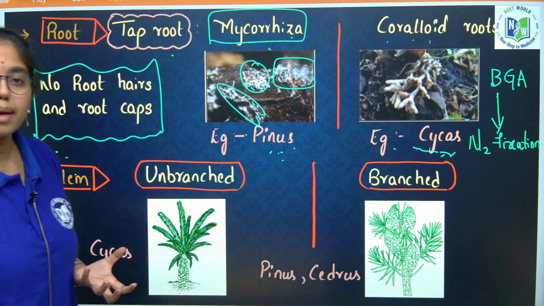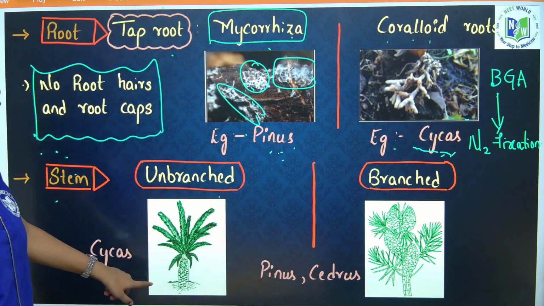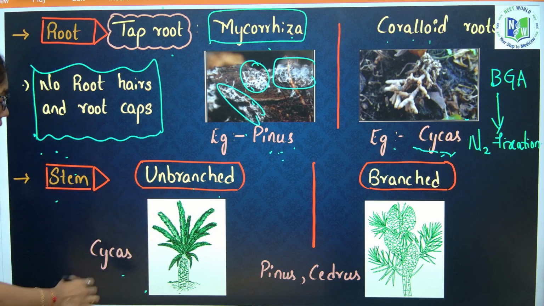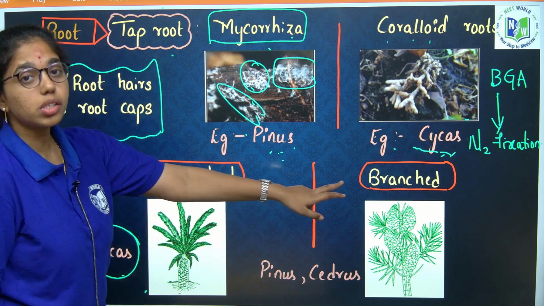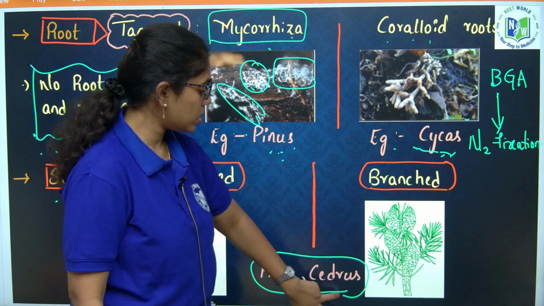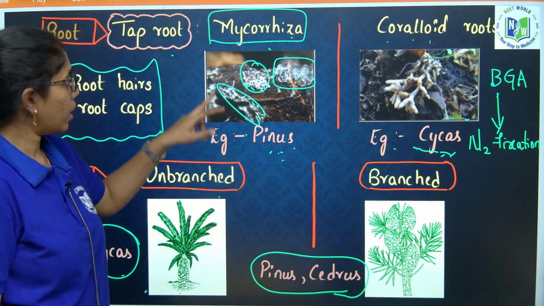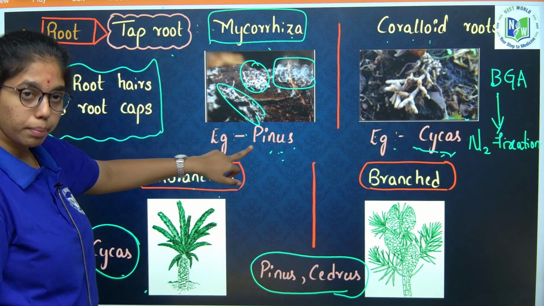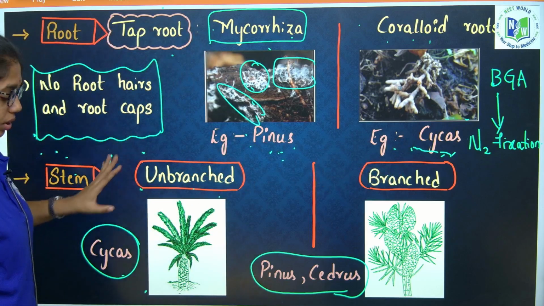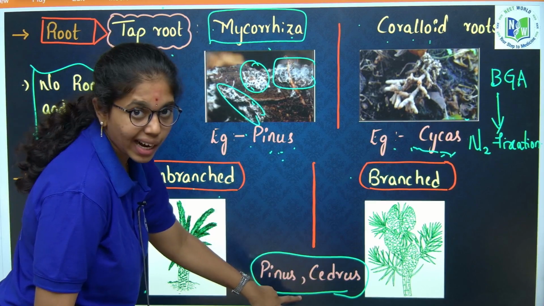Next, if you see stem, stem is of two types, unbranched and branched. Unbranched stem you will see in Cycas, branched stem you will see in Pinus and Citrus. Most important to remember: mycorrhizal roots observed in Pinus, coralloid roots seen in Cycas. Unbranched stem observed in Cycas, branched stem you can see in Pinus and Citrus.